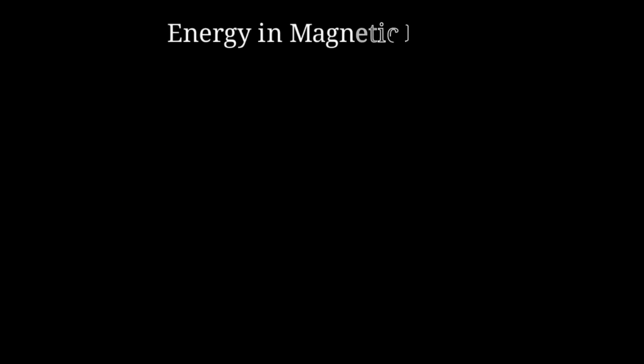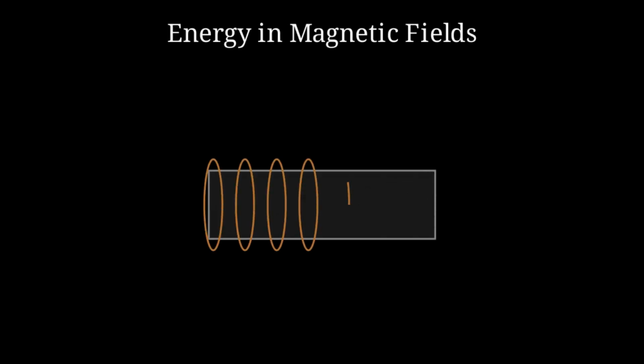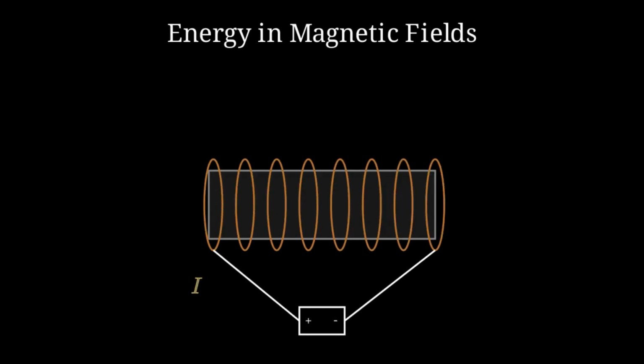When current flows through a solenoid, it creates a magnetic field. This process requires work, and that work is stored as potential energy within the magnetic field itself. Today, we will calculate exactly how much energy is packed into that space.